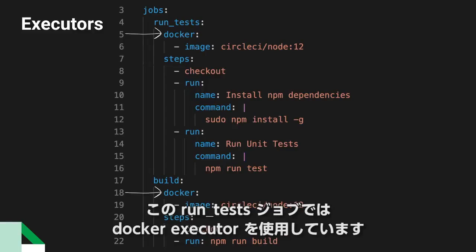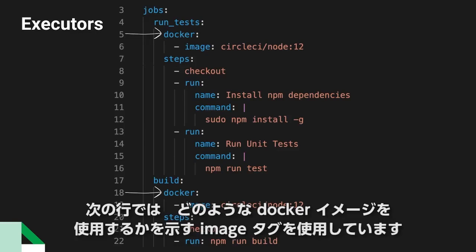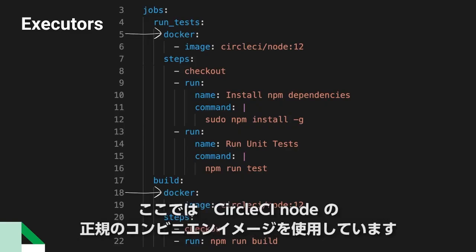Our run test job uses the Docker executor, meaning that this job runs inside a Docker container. On the next line, we use the image tag to indicate what Docker image we want to use. In this case, we're using the official CircleCI node convenience image.